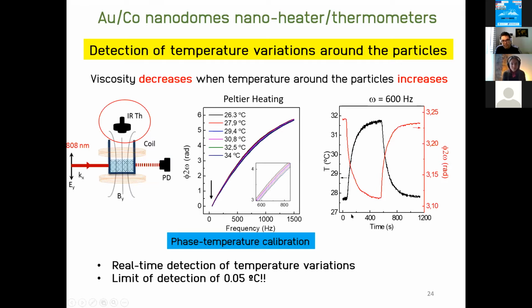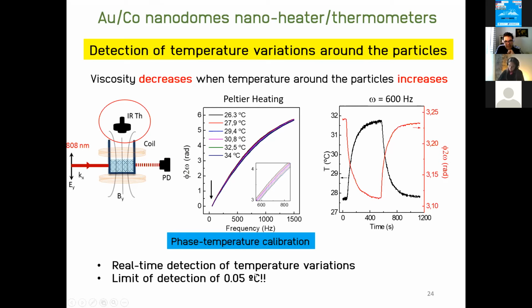So in order to detect the temperature variations of the particles, we correlate the viscosity decrease with the increase in temperature because of the relation with the Brownian motion. As you can see, we heat our systems with a Peltier cell, and we have observed that by increasing the temperature and lowering the viscosity, we decrease the phase lag of our nanodomes. Moreover, we also observed a detection limit in temperature of around 0.05 degrees.